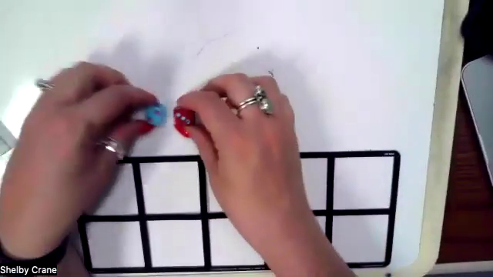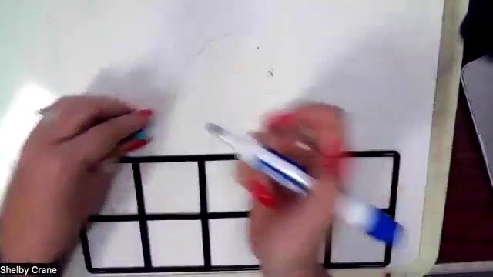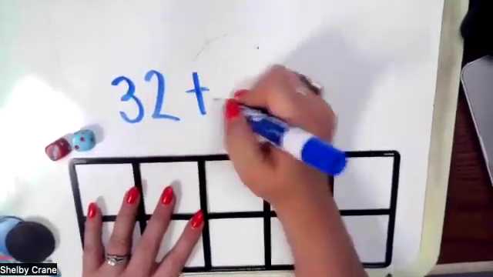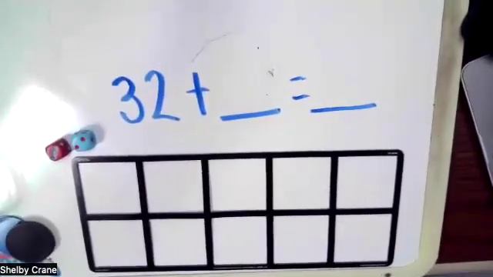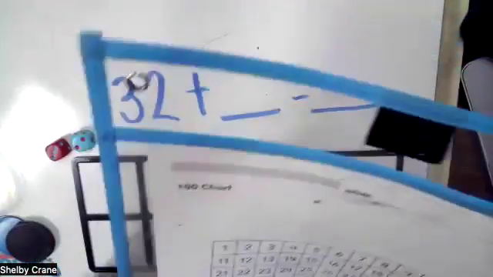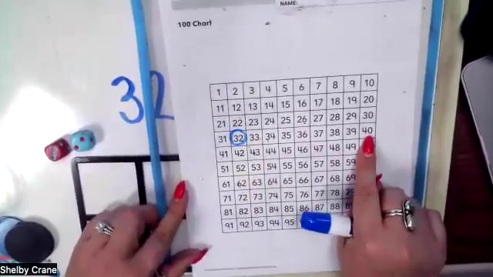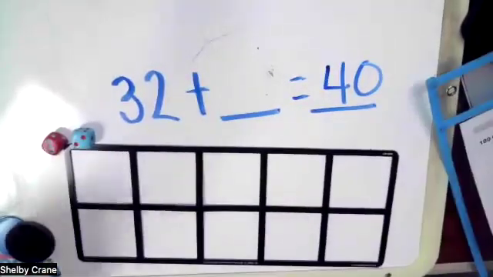So let's see, what do I have? I have 32. So I'm trying to go to my next 10 number, which if I pull out a 100 chart, which I know a lot of us might not have, but maybe mom and dad could look it up on your phone. Okay, so here's 32. My next 10 is going to be 40. So I'm going to put 40 there because that's where I'm trying to make it.